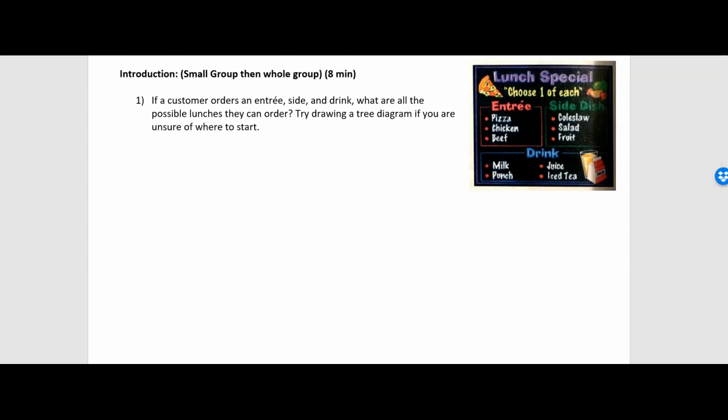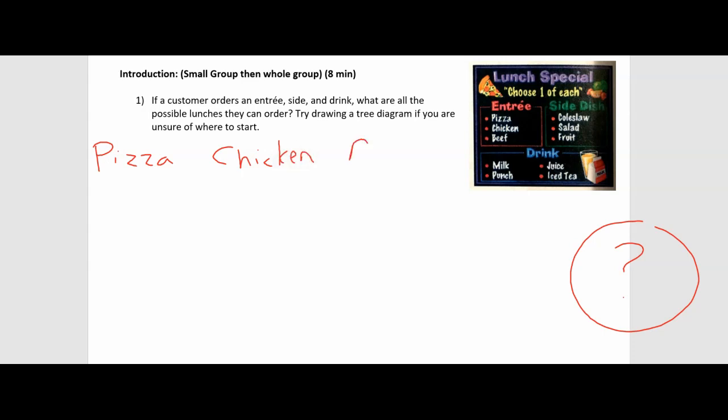Okay, so hopefully you have a number off to the side here that we'll see whether it's correct or incorrect. If you wanted to start with a tree diagram, you can do these either vertically or horizontally. You could start with your entrees up top. So pizza, chicken, beef.